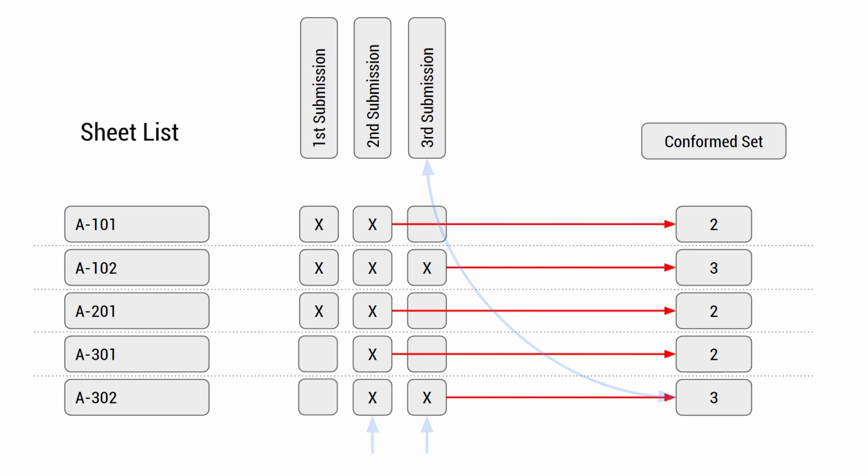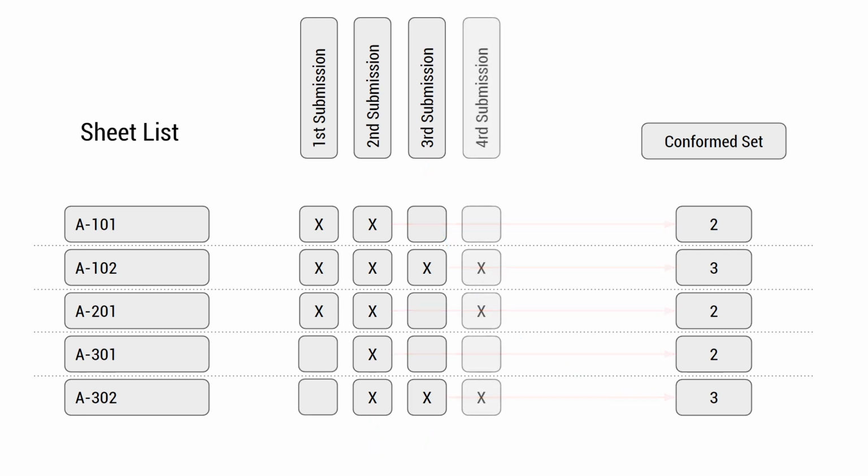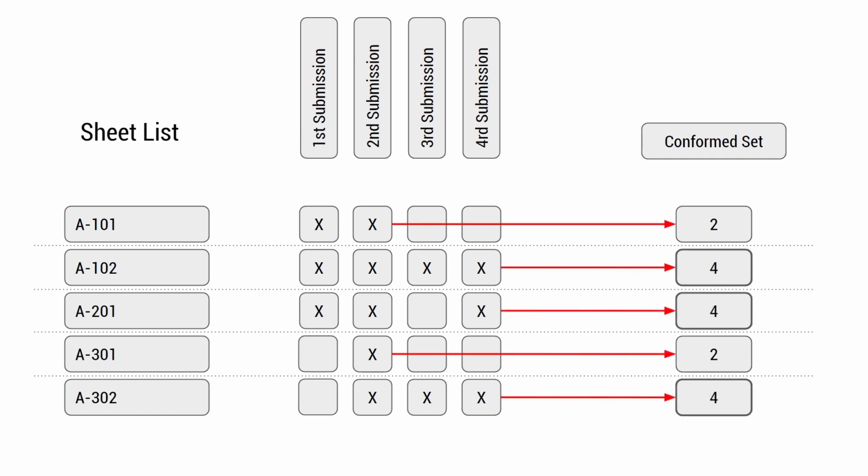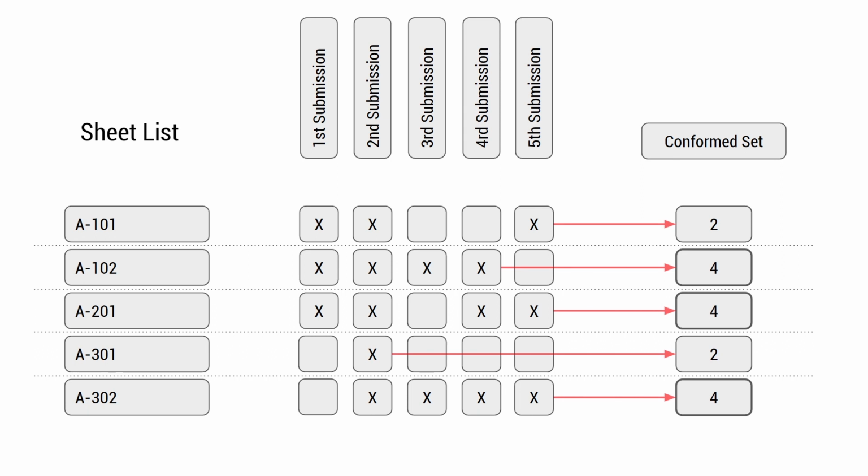Now, as time goes on, you might have, of course, a fourth submission. And that fourth submission means that you will update your conformed set. And the fifth submission, you would, of course, update the conformed set. So here we go, and let's, for our purposes, stop here with 5 submissions. And let's see what we have.